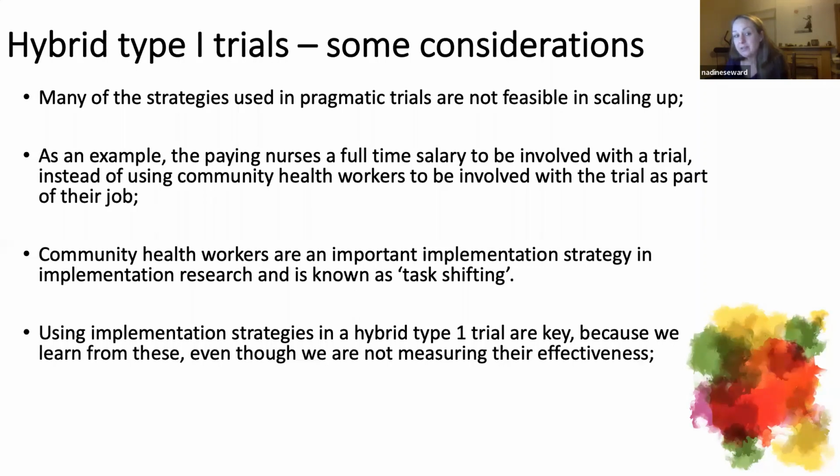So I would argue that using a paid worker in a hybrid type 1, that's not real world. What is the point of doing this? And I've seen some trials, and I was doing a secondary data analysis of one of the trials, and they had to use a nurse. So, you do what's feasible, and if possible, use someone who you'd be using in the real world setting. And that's very important.